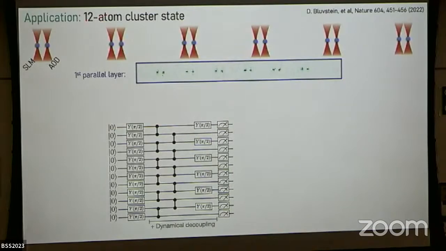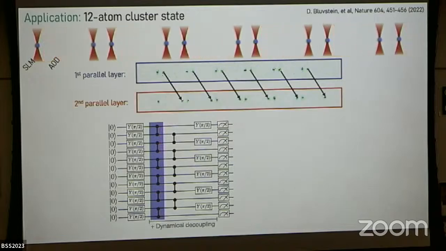So here we have a 1D 12-atom cluster state. So this is the circuit that we're trying to implement. So we start with all the atoms in 0. We apply a first pass on each qubit individually. And we do a first layer of gates. So we entangle atoms in pairs like this. But then we want to perform the second one, which has a different connectivity.